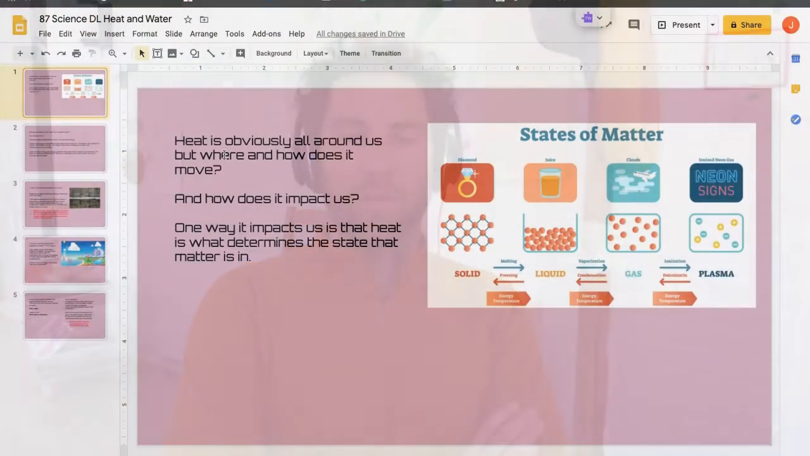So basically, grade 7s, heat's all around us, but where and how does it move and why does it matter? Well, one way heat impacts us is that it changes the state of matter, and you've learned this in grade 5. If you heat up a liquid, it can evaporate, or if you cool it down, it can freeze. That change happens because of the amount of space that the particles take up. But why does that happen?